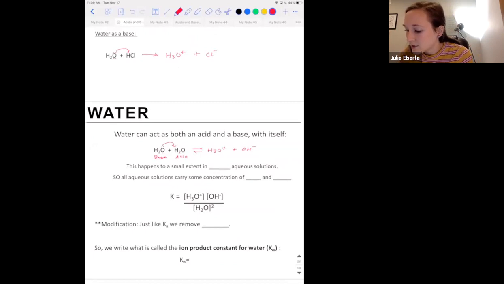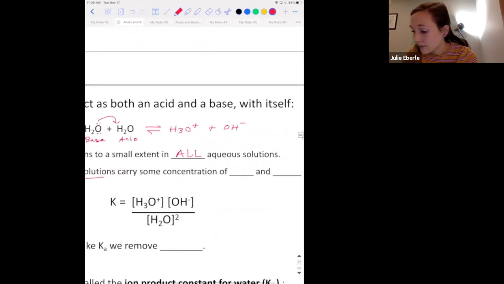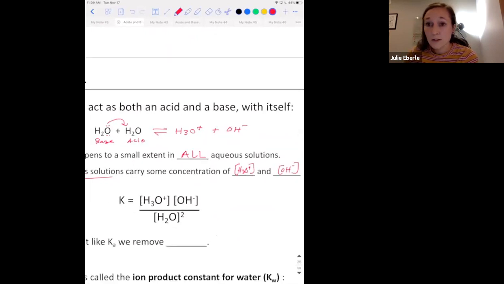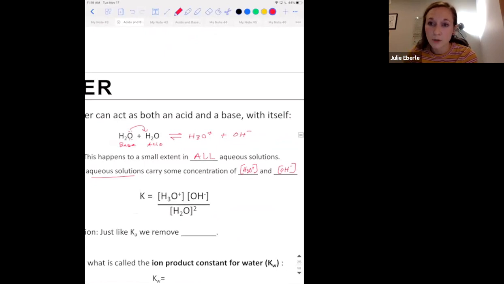All right, now this happens to a small extent in all aqueous solutions, right? All aqueous solutions. So essentially every aqueous solution has some concentration of H3O+ and OH-. It's present in all solutions to a very small degree. All right. And because it's an equilibrium setup, guess what?